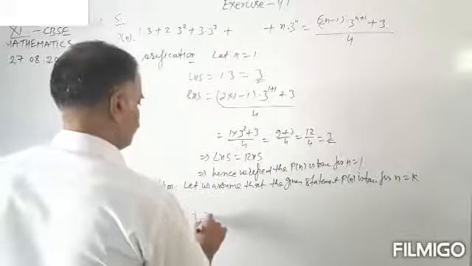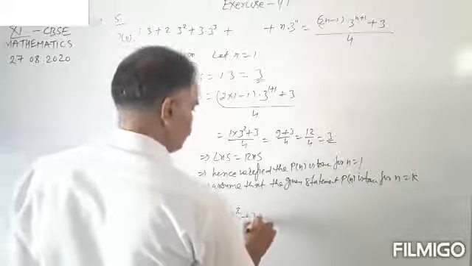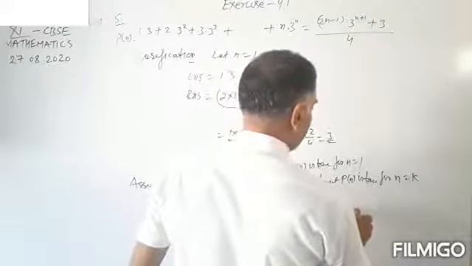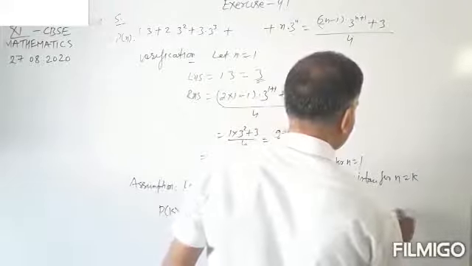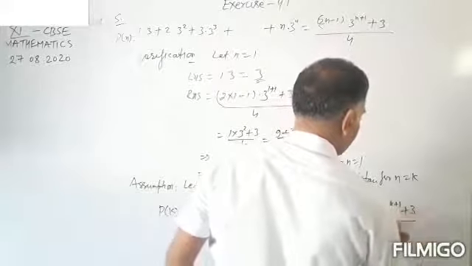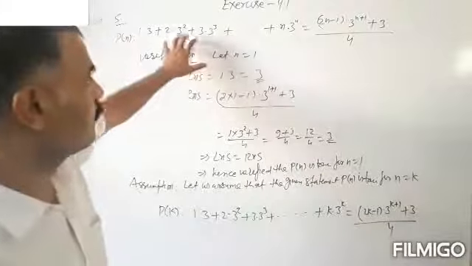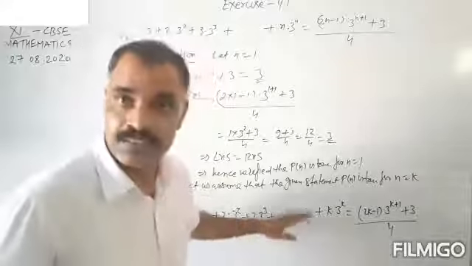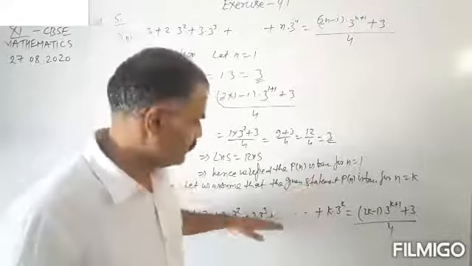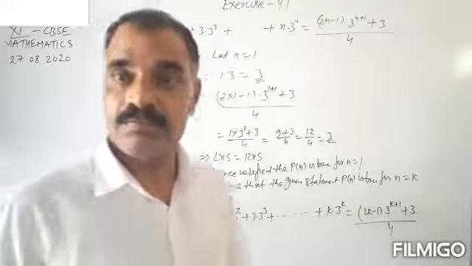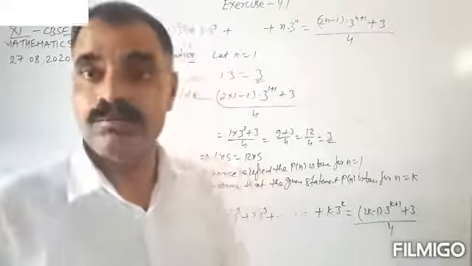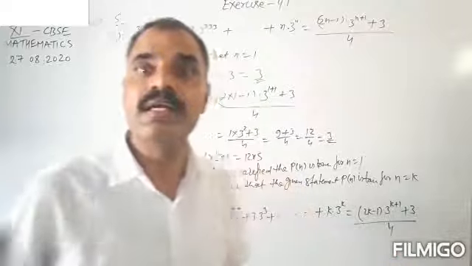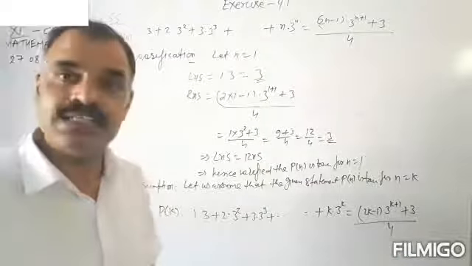So 1 multiply 3 plus 2 multiply 3 square plus 3 multiply 3 to the power 3 plus and so on plus k multiply 3 to the power k is equals to (2k minus 1) multiply 3 to the power k plus 1 plus 3 upon 4. So write down this statement up to n equals to k. This statement is true as we have assumed that the given statement is true for n equals to k. Now we will show that the given statement is also true for n equals to k plus 1 in the induction step. So what does the induction step say?